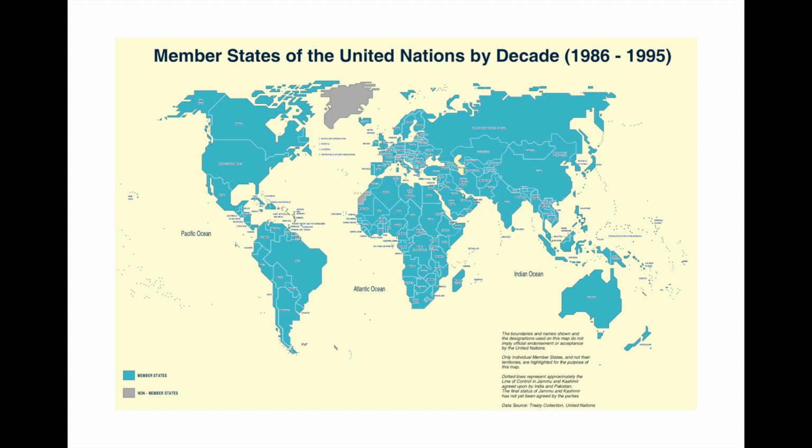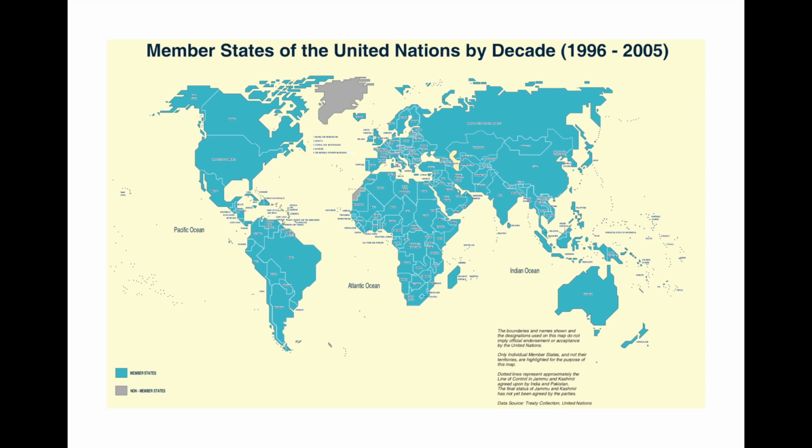Here, all we can really see, if we look closely, we can see Switzerland is still not a member. We have Greenland, dependency of Denmark. We have the Western Sahara that we've talked about. French Guiana is shown as a non-member state. But otherwise, virtually every sizable state is shown here as a member state.